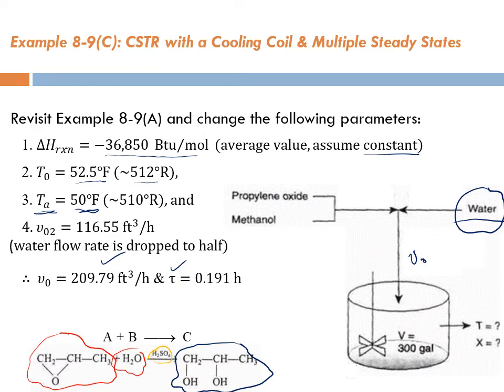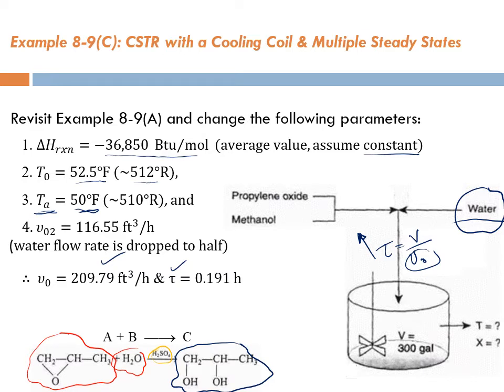And it will also affect tau, the space-time, right? Because tau is basically V over v naught. So v naught is reduced, so tau will increase. Okay, what else?